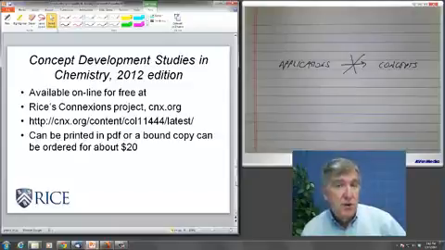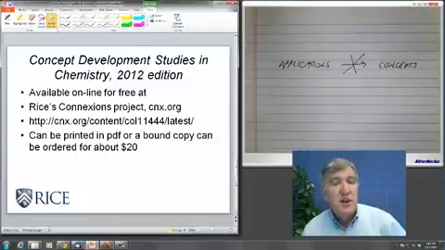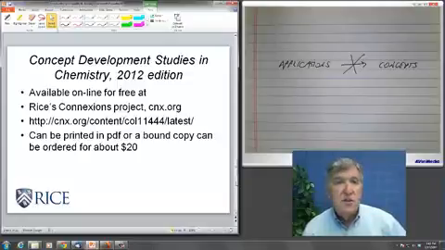And the good news for you is this book is in fact free. It's available online at Rice's Connexions Project, which is cnx.org. If you want to write down the detailed web address for this specific book, it's here on the screen. Or you can just go to cnx.org, and there's a search engine where you can look for concept development studies, and this one will pop up. You can read it online free. You can download it to your reader free if you want. Or if you'd like to have a print copy in a book, you can order it from the website, and the cost is fairly nominal.